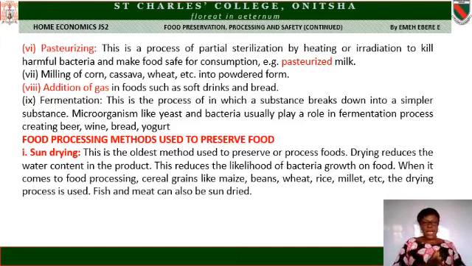Number 1 of it is sun drying. This is the oldest method used in preserving or processing our food. Drying reduces water content in the product. This reduces the likelihood of bacterial growth on food. When it comes to food processing, cereal grains like maize, beans, wheat, rice, millet, etc., the drying process is used. Fish and meat can also be sun-dried.